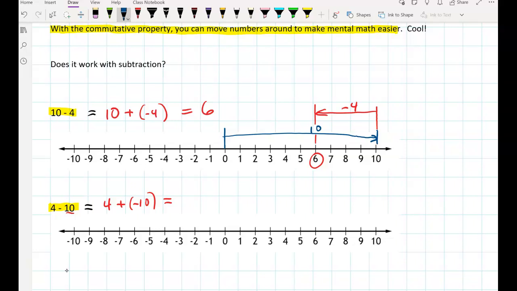Well, okay, now we can go to a number line and start at 0. I'm going to start at 0, and I'm going to go to 4. So from 0 up to 4. And now I'm going to add negative 10. So from 4, I'm going to go to the left 10 places. 1, 2, 3, 4, 5, 6, 7, 8, 9, 10. So negative 10. Where does that put me? At negative 6.